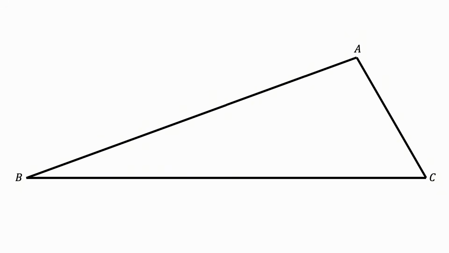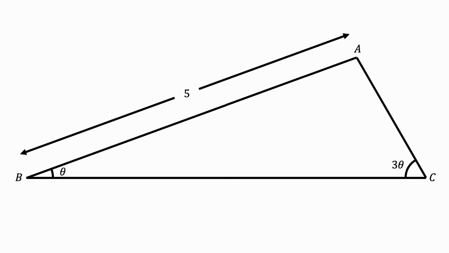In this video, we want to solve the following problem. In triangle ABC, angle ABC equals theta and angle BCA equals 3 theta. If AB equals 5, AC equals 2, and BC equals x, the goal is to find x. And now for the solution.